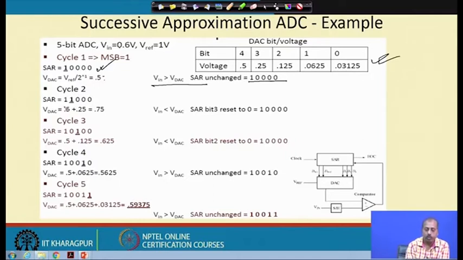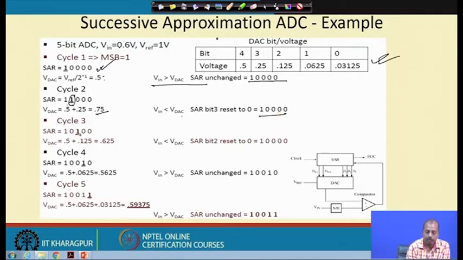So, in cycle 2, when these two bits are set, 0.5 plus 0.25, that will be the VDAC output, so that is 0.75. 0.75 is more than 0.6 volt. So, in this case V in is less than VDAC, as a result this bit will be reset. So, the SAR content becomes like this.